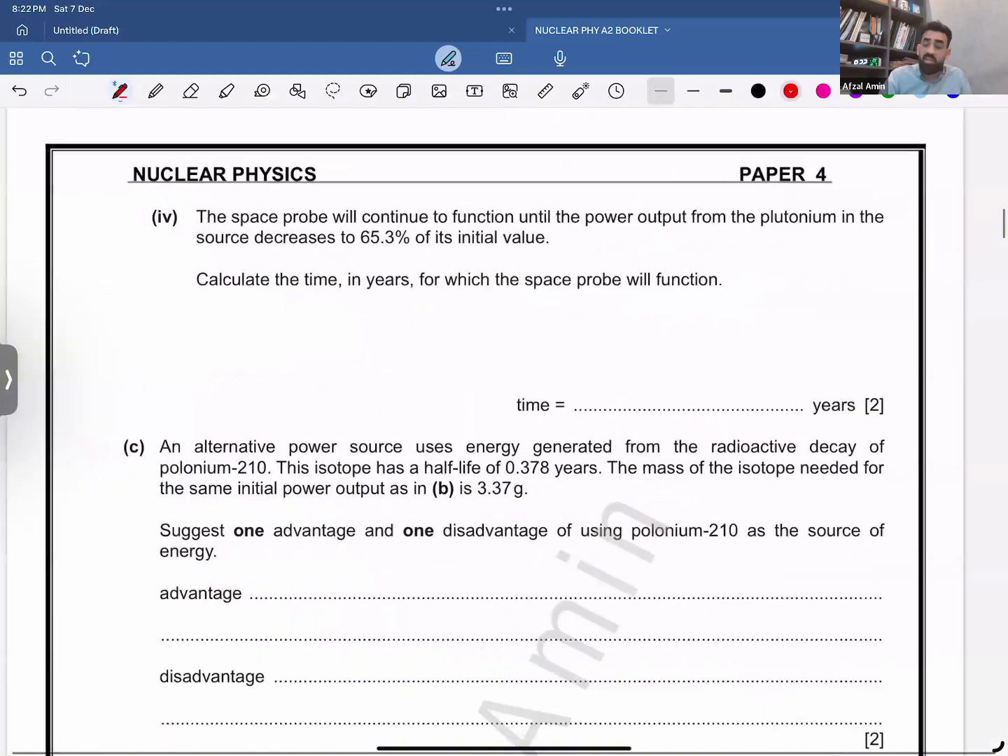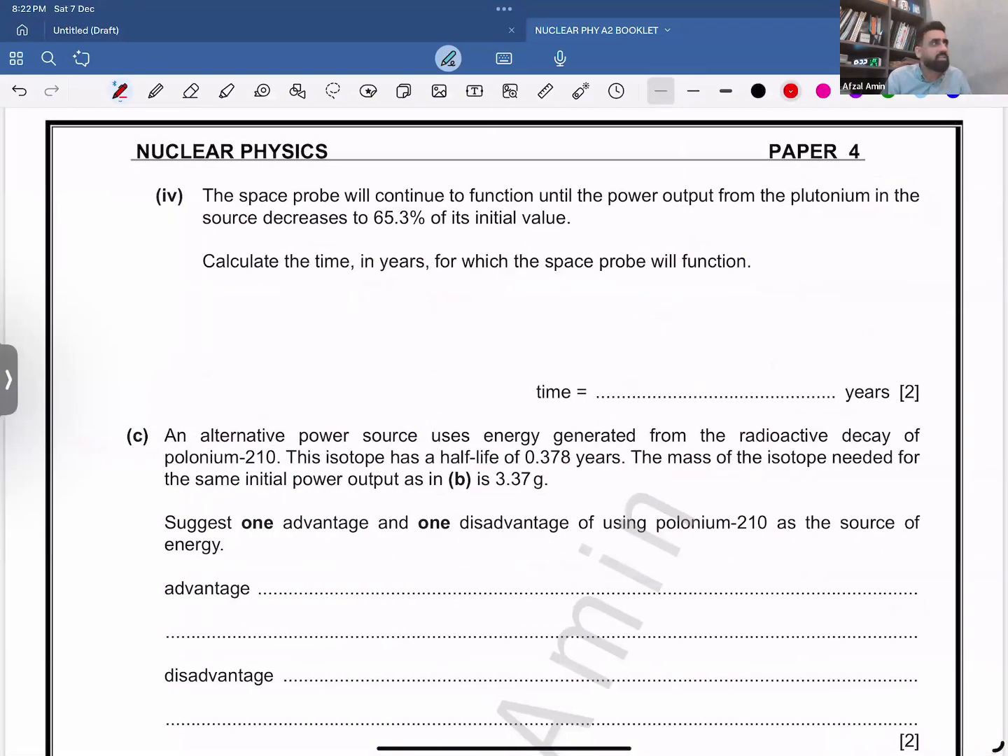Nuclear physics is more interesting. It's the alternating current, it's capacitors. This has more variety of concepts, you know.